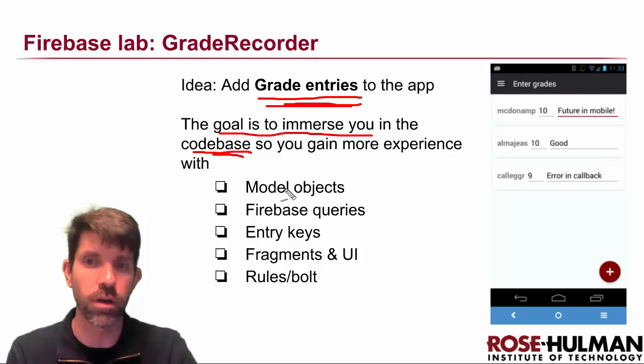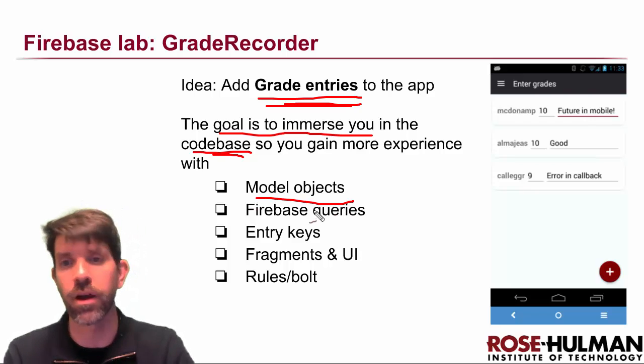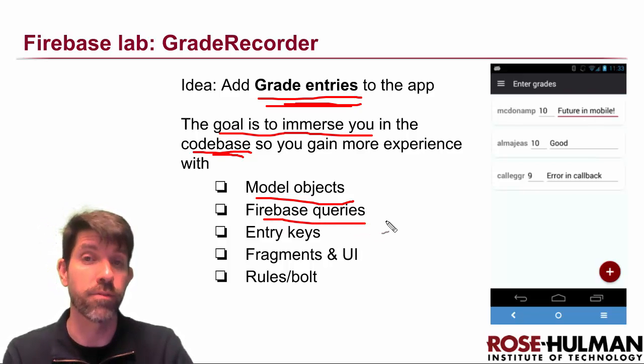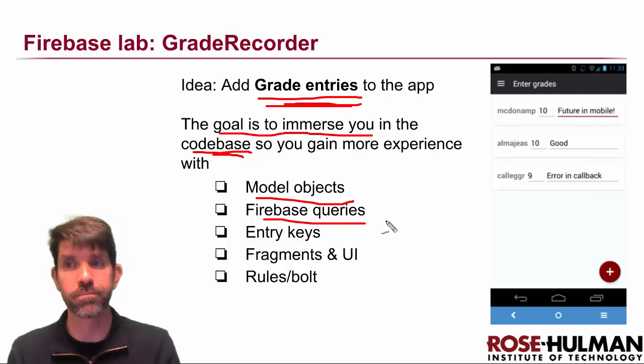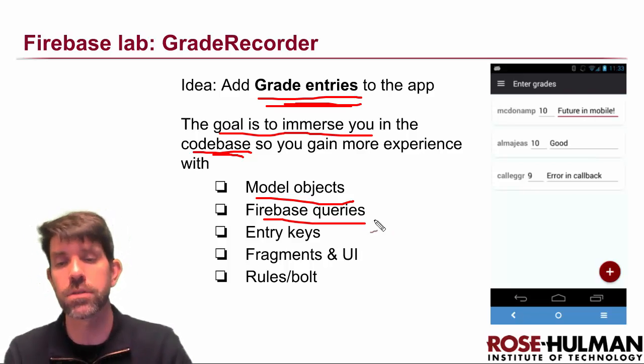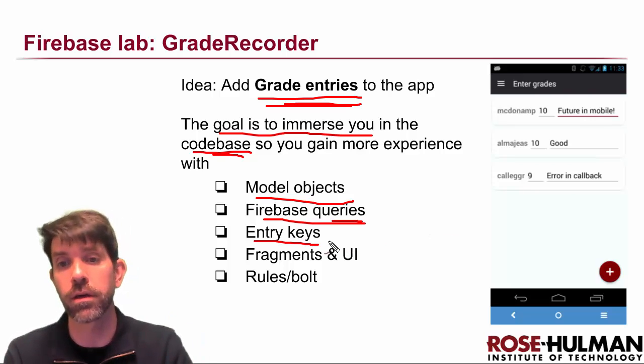Because really my goal in all of this, I want you to get even better at working with model objects, particularly with Firebase. I want you to have some more practice with doing these queries on the Firebase, where you're only looking at, in this case, grade entries that are associated with a specific assignment. So doing the queries. Dealing with keys, right? So grade entries are going to have two keys to other things: a student key, and an assignment key.